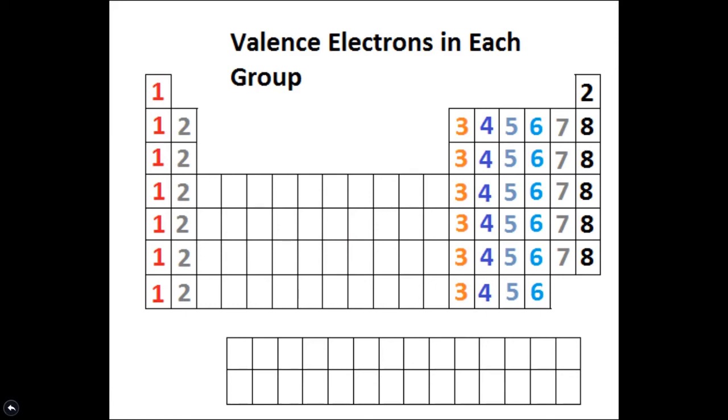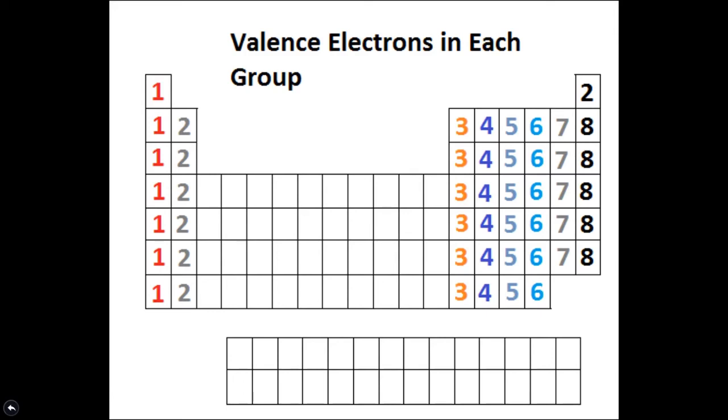8 valence electrons in this last column, with the exception of helium on this one, because helium doesn't have enough room for 8 electrons. It doesn't have a need for 8 electrons either. Since helium only comes with 2 protons, it only needs 2 electrons. So that's the max for that.